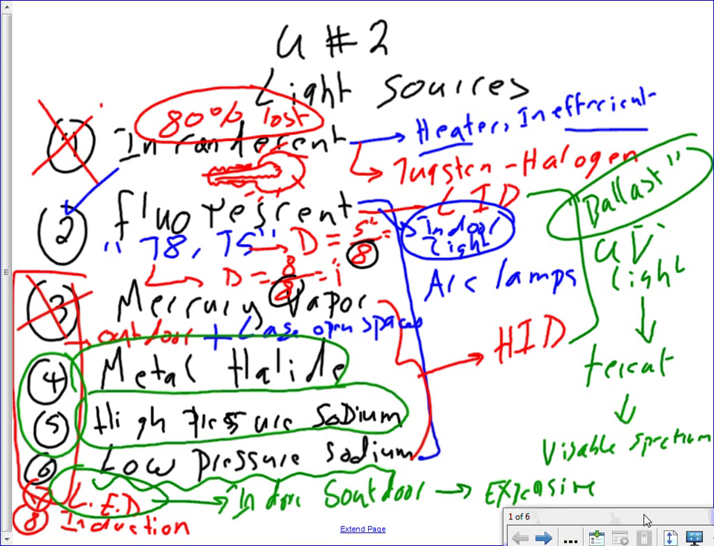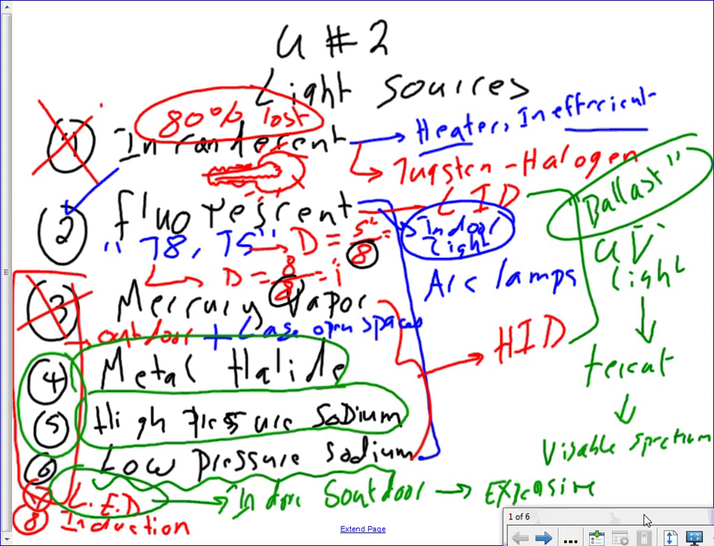Where would we use fluorescent lights, guys? For the most part, indoor. For the project that you're using with your friend Chad, where almost everything inside is specified as fluorescent, indoor, very efficient.